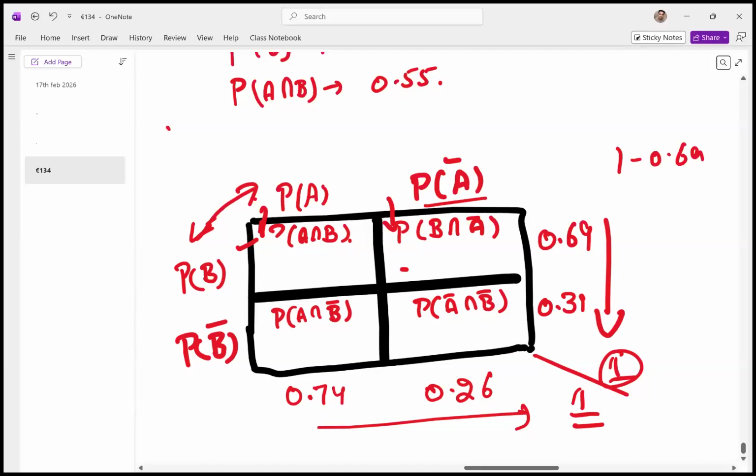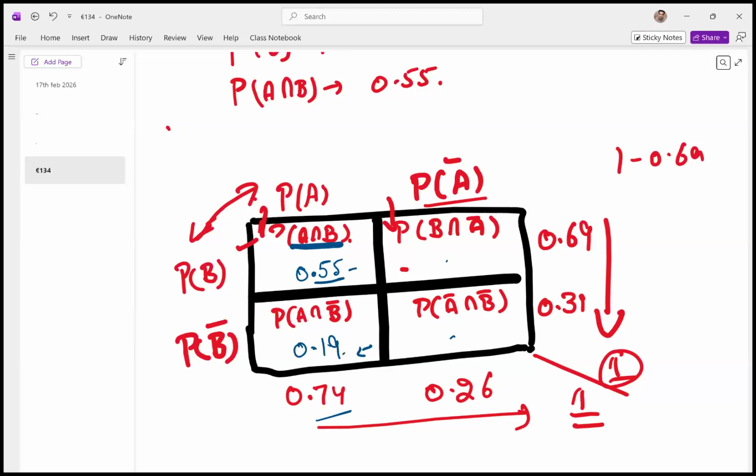Finish it. Right. Now we're going to try and find the value of A and B. A intersection B is given to us. So you will always find that one of the values inside the boxes will be given to you. This value is 0.55, which is given to us. So if this is 0.55, I can always find this value, because the total is 0.74. So 0.74 minus 0.55, which is 0.19.